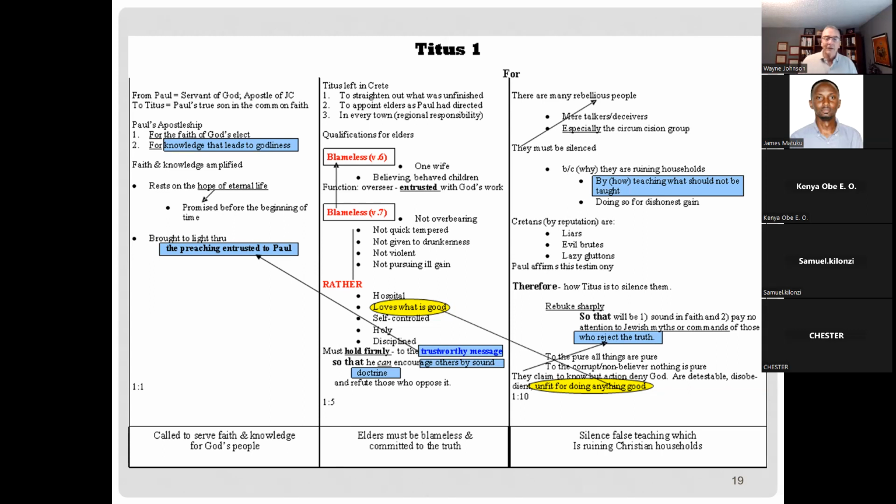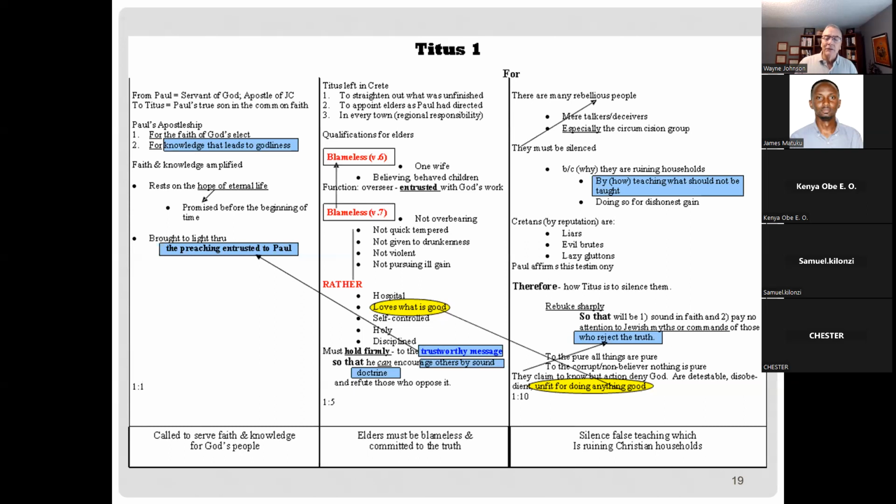That was an understanding that initially developed because I just recognized the repeated term blameless, which the Timothy passage does not include. But then also they must hold firmly to the trustworthy message, so that, the purpose statement again, which I highlight, he can encourage others by sound doctrine. And so my statement is simply: elders must be blameless and committed to the truth. That's how I summarize that. I won't go through all of the details on that. You can look at that, but in a similar way, looking for connections and relationships.